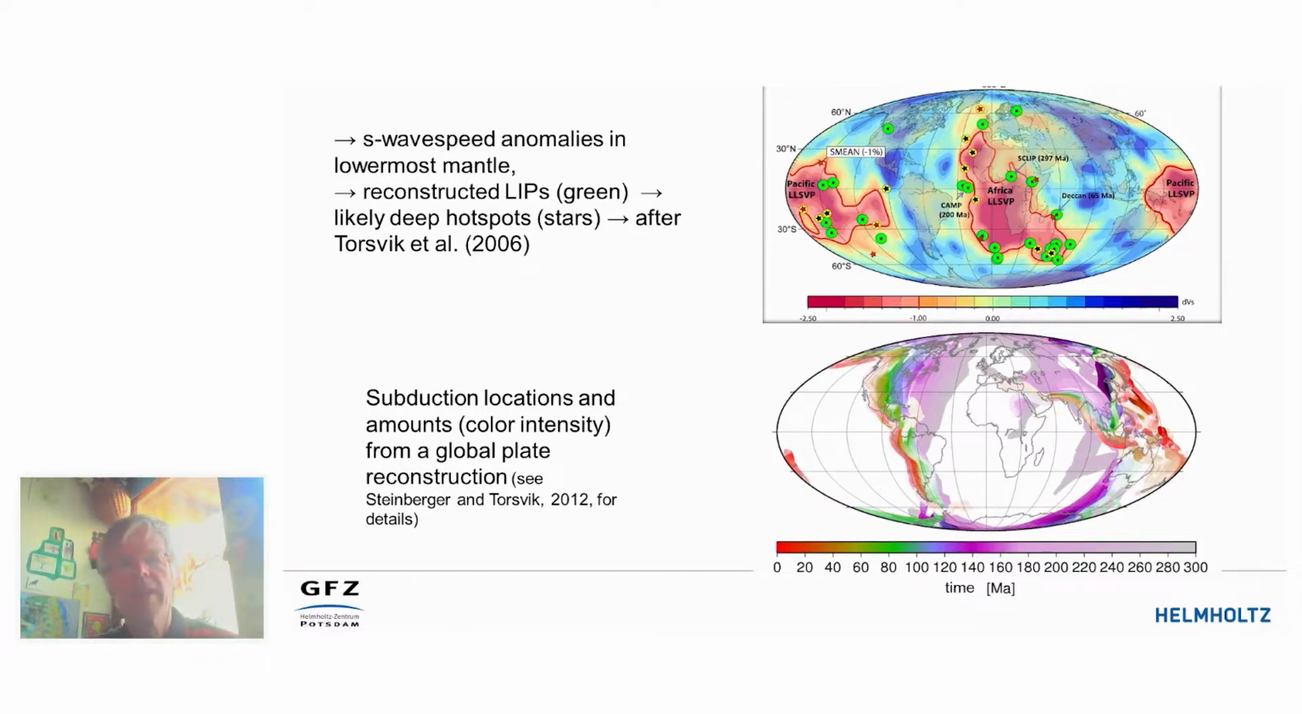The upwelling part of the mantle flow, the plumes, are mostly located in the regions of those large low shear velocity provinces. And as you can see, particularly well around Africa, they tend to be along the margins of those large low shear velocity provinces.